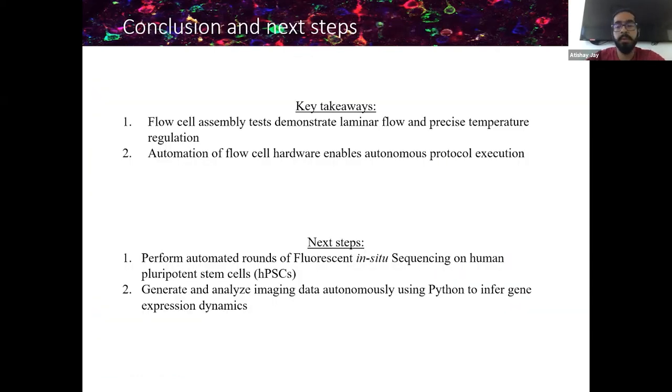So for key takeaways from my talk, I wanted to tell you that we now have a flow cell pipeline that is fully automated and can execute different sequencing chemistries to infer the spatial location of gene expression changes. The next steps in this project involve the automation of fluorescent in situ sequencing on human pluripotent stem cells, and then autonomously annotating through this data to infer gene expression dynamics. Thank you so much for your time, and I'm happy to take your questions.